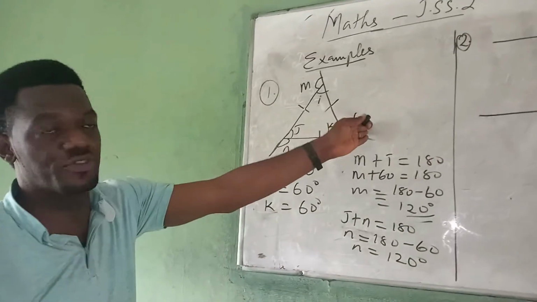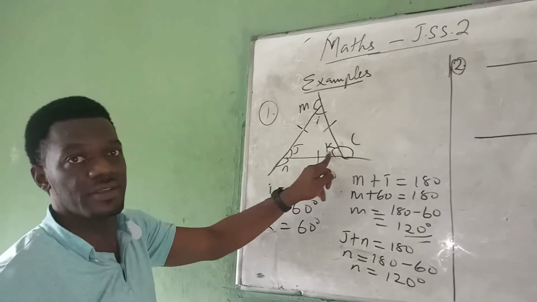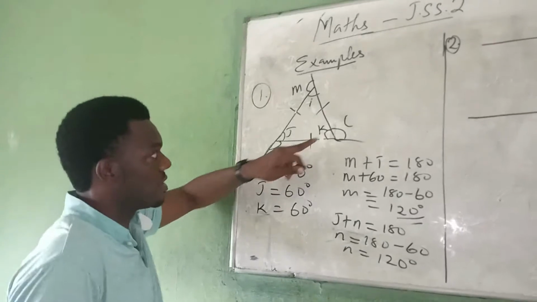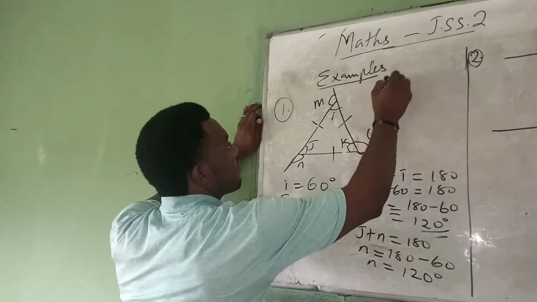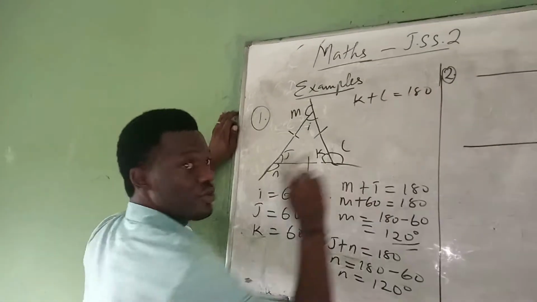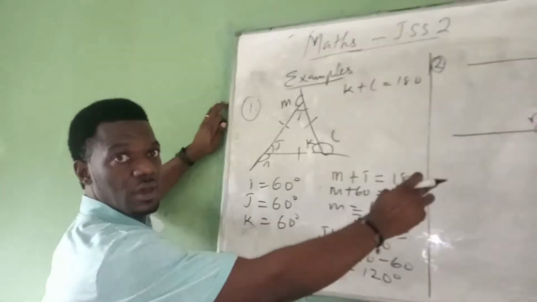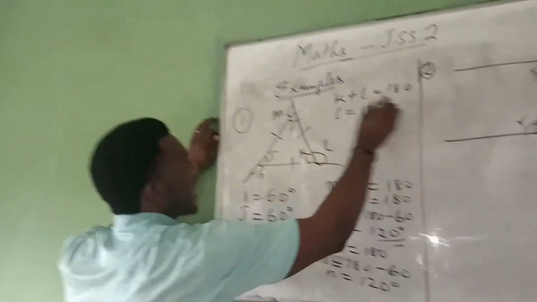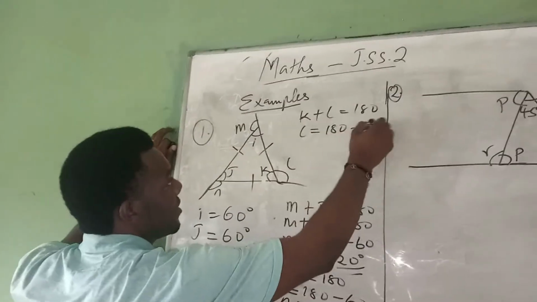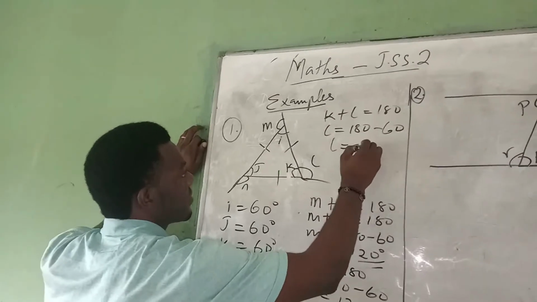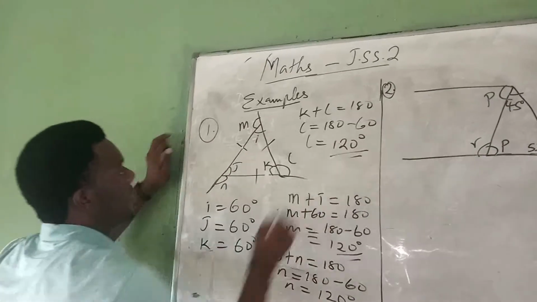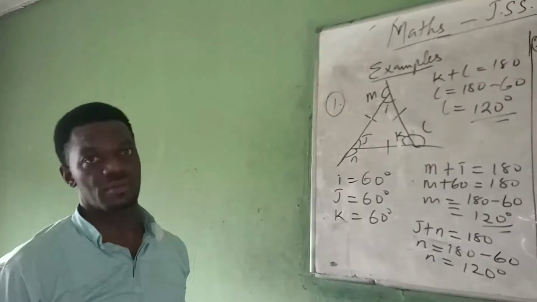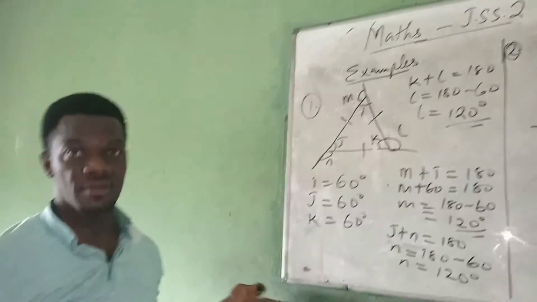The same thing is applicable to this. K is equal to 60 degrees, being part of the equilateral triangle. So K plus L will give you 180 degrees, rule 1, angles on a straight line. So our L now will be 180 degrees minus K. K equals 60 degrees, so L equals 180 degrees minus 60 degrees, 120 degrees. So it's clear we have found the values of all the letters, and that's all.